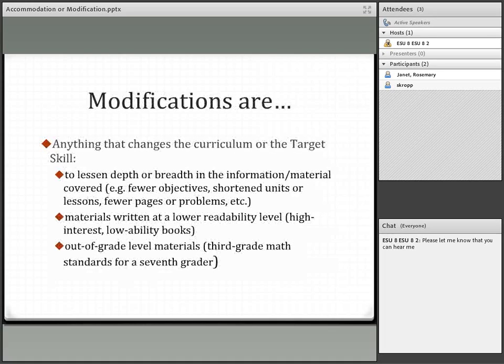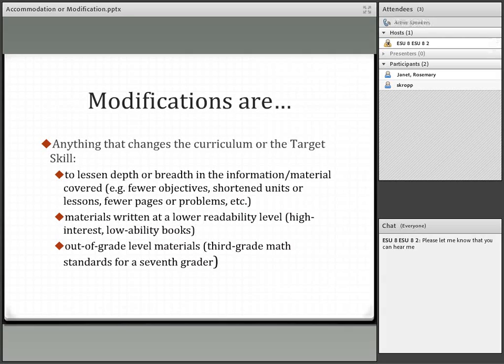So modifications are anything that changes the curriculum or the target skill. So if we're lessening the depth or the breadth of the information or material covered, so if we're having the student learn fewer objectives, or we're shortening the units or the lessons, or we're giving them fewer pages or problems, those are things that are considered modifications.